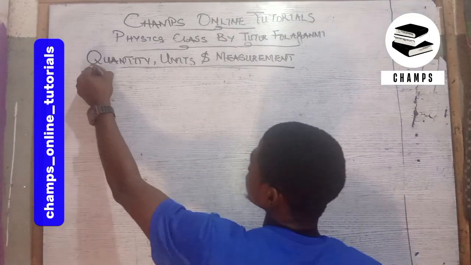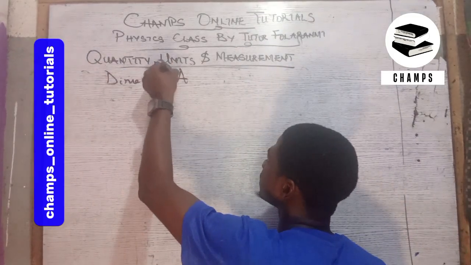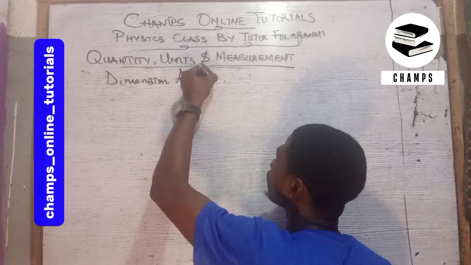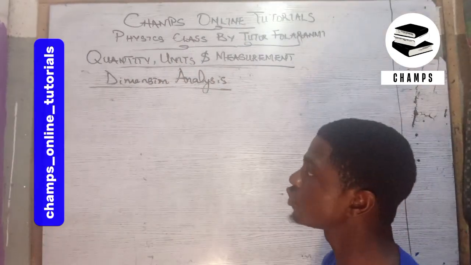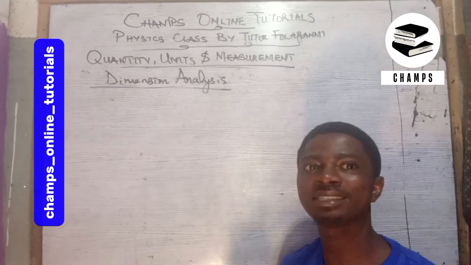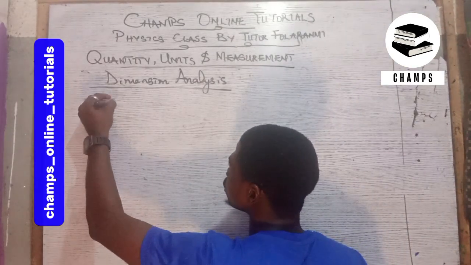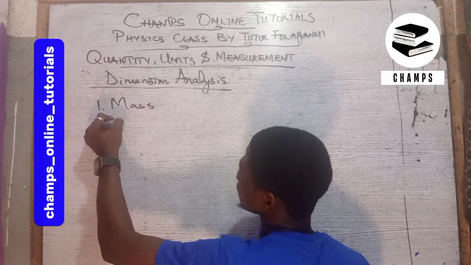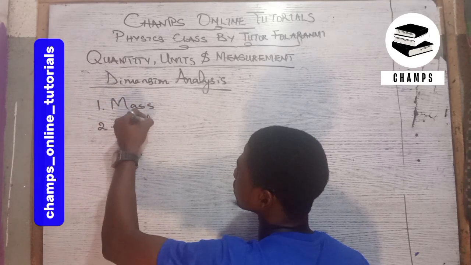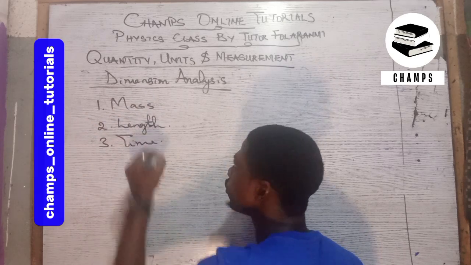Now to our dimension analysis. Just like we said, dimension analysis is the breakdown of every formula into their basic quantities. The first thing you need to remember is that we have just 3 basic quantities that must be used: mass, length, and time. This is the 3 basic things for O-level sake.